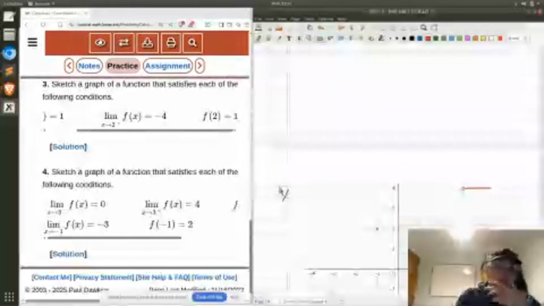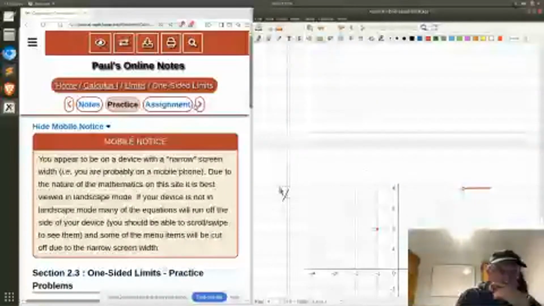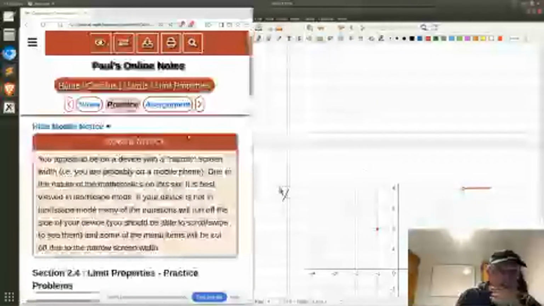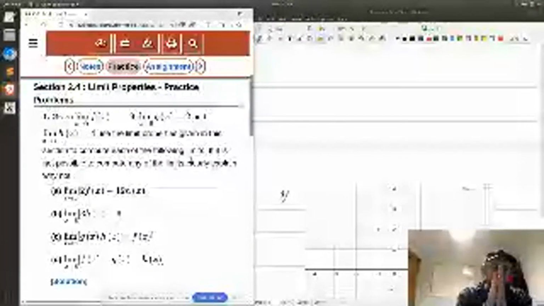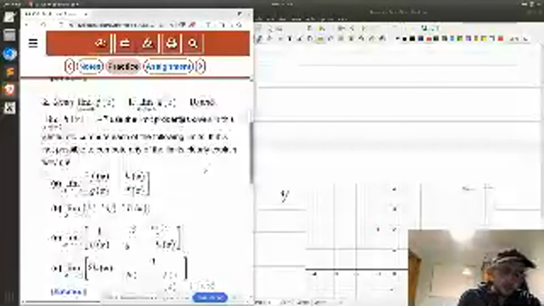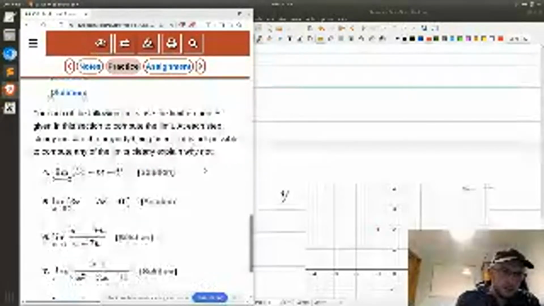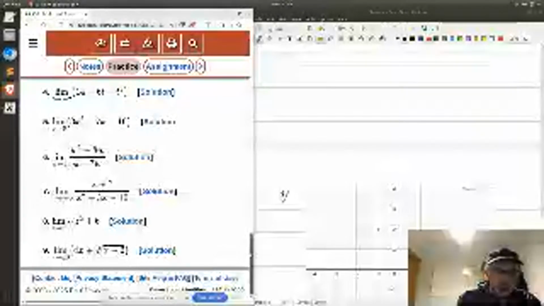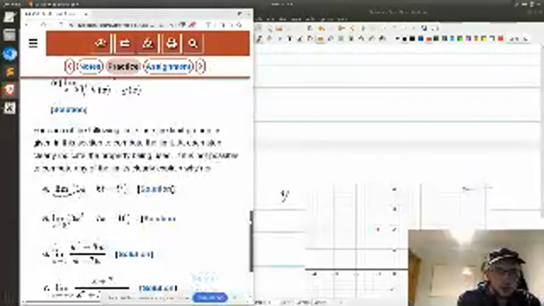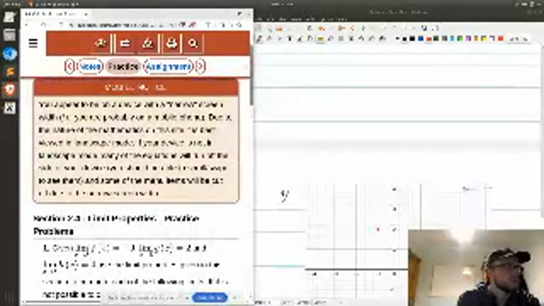One-sided limits. Or limits. Who's next? Limit properties. I don't have enough knowledge to do this, so I need to study. I need to study. Be well, be well.